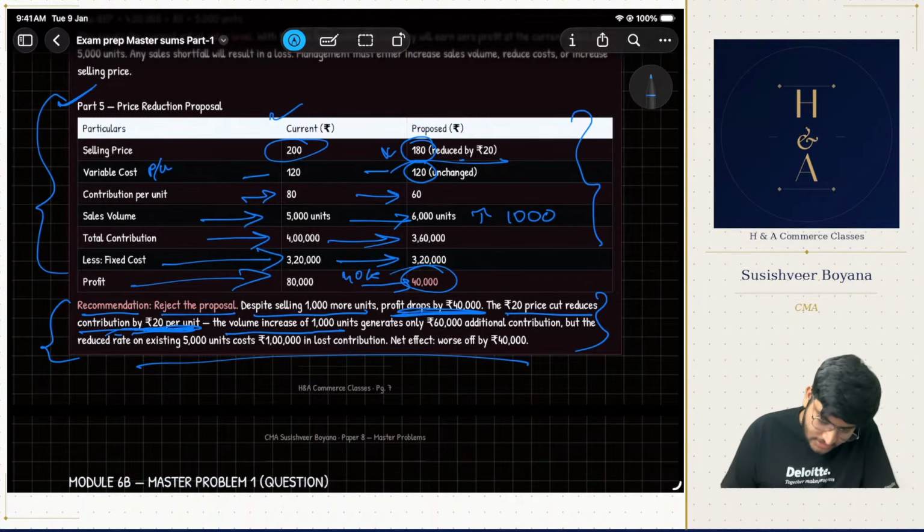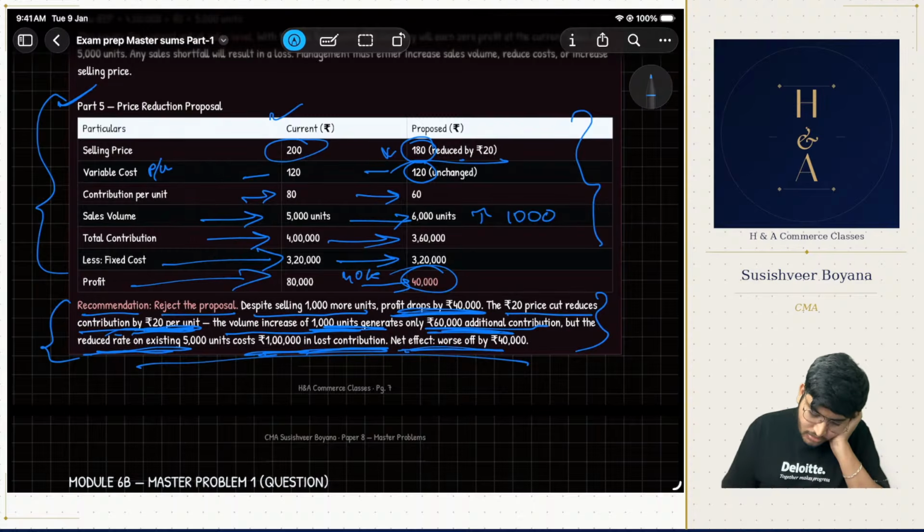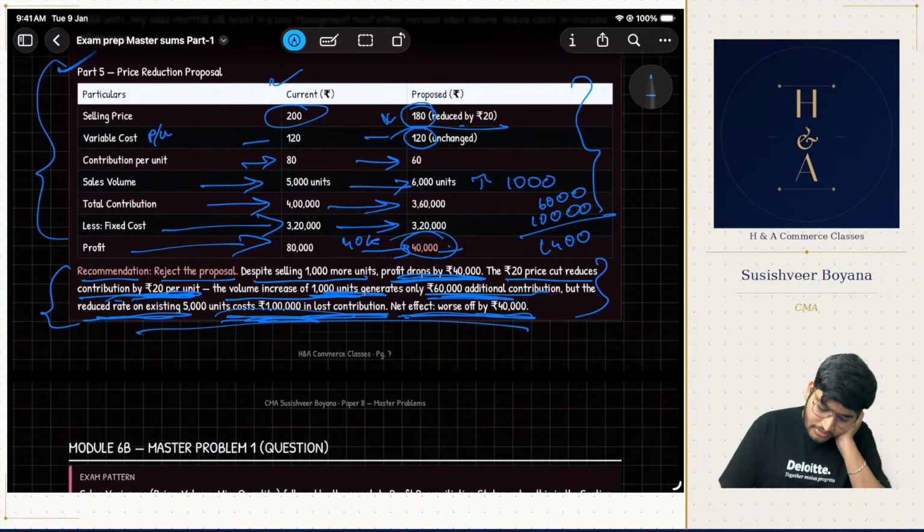The volume increase of 1,000 units is generating only 60,000 of additional contribution, but the reduced rate on the existing 5,000 units costs 1 lakh as lost contribution. The net effect is worse by 40,000. It is just the breakup of 40 as to how it is affected. Why are we getting 40? The cost is 1 lakh, but the additional contribution is only 60. That means we are getting a net of 40.